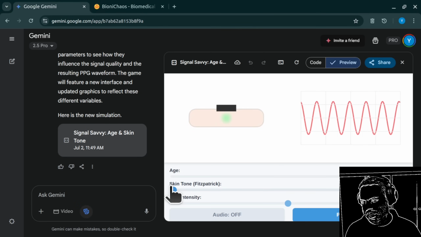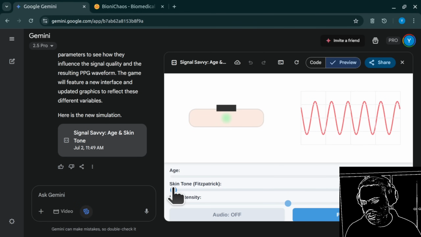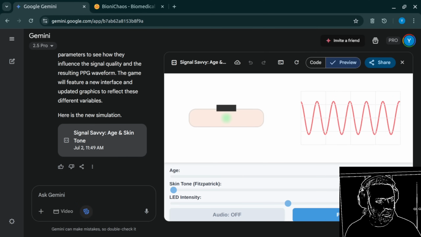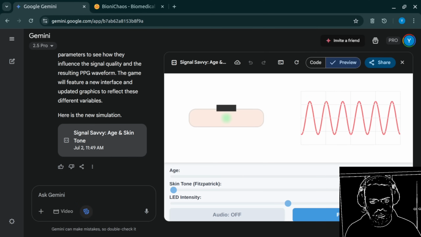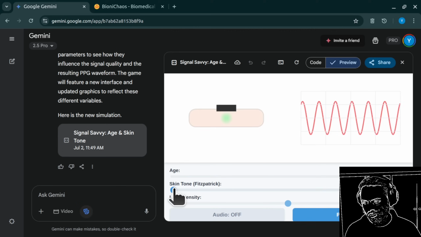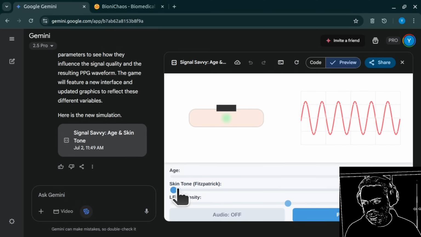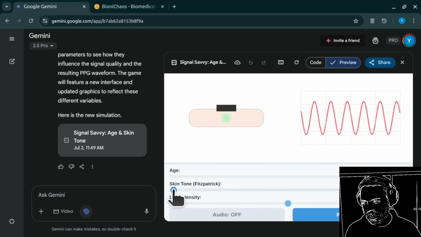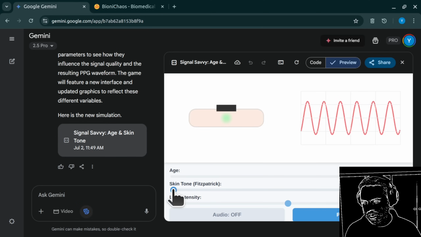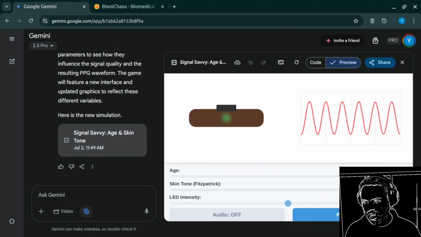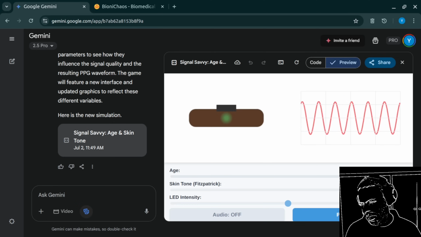Okay, how about the skin tone? When you adjust the skin tone slider, you can see that the PPG signal quality changes as well. Different skin tones affect the signal's amplitude and clarity, indicating how light penetration varies with skin pigmentation. Okay, so this is left on the skin tone scale. Can you see? And now moving the slider all the way to the right on the skin tone.